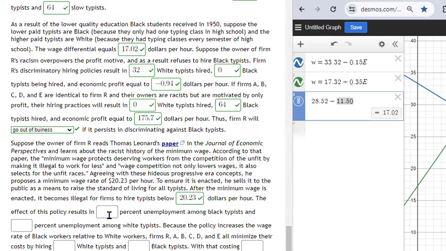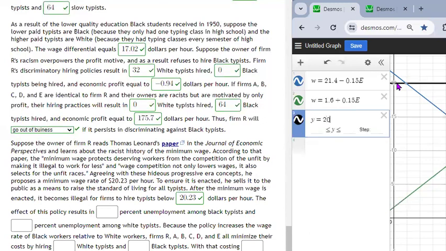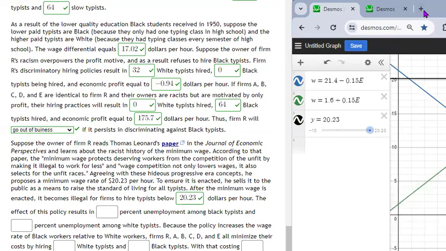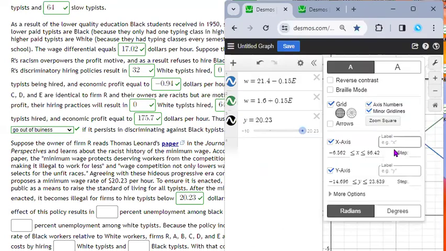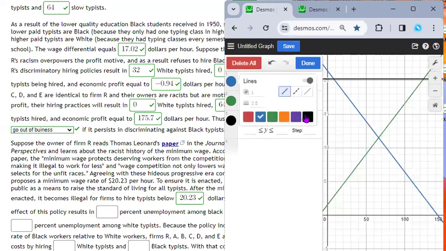Now, the effect of this policy results in what kind of unemployment among Black typists? Well, in order to do that, we have to impose the minimum wage in Desmos. So I'm going to impose the minimum wage here. Now, W is the y-axis, so in order to draw a flat line in Desmos, I have to type y equal 20.23. I got to hit the wrench here and stretch the x-axis. I'll do 150. There we go.